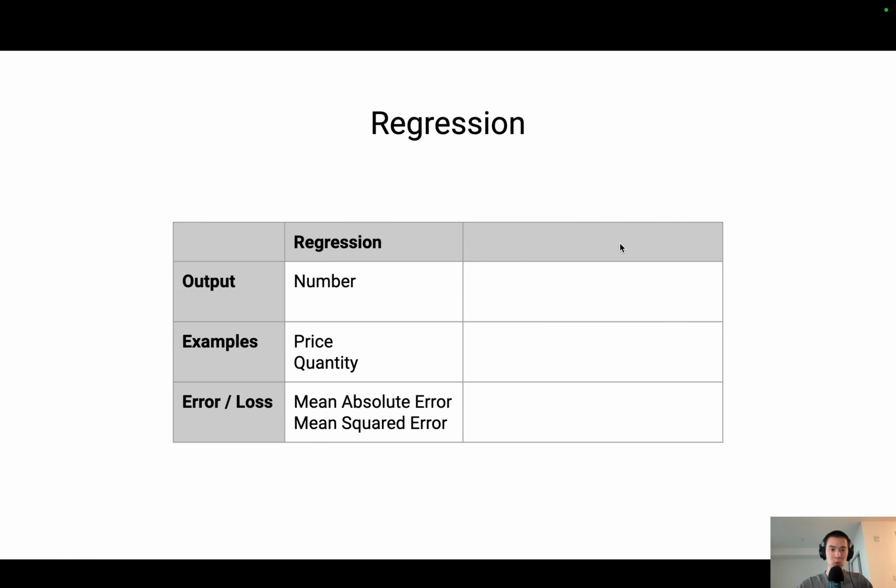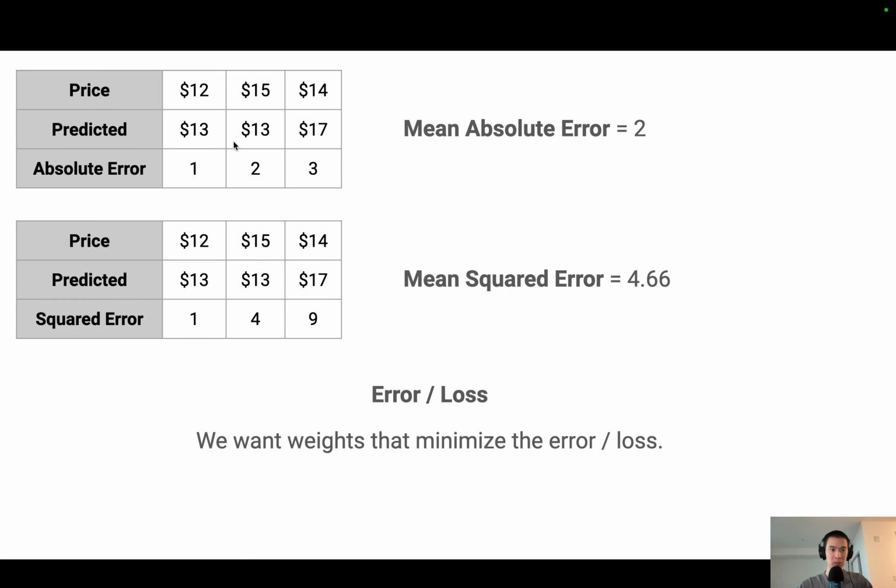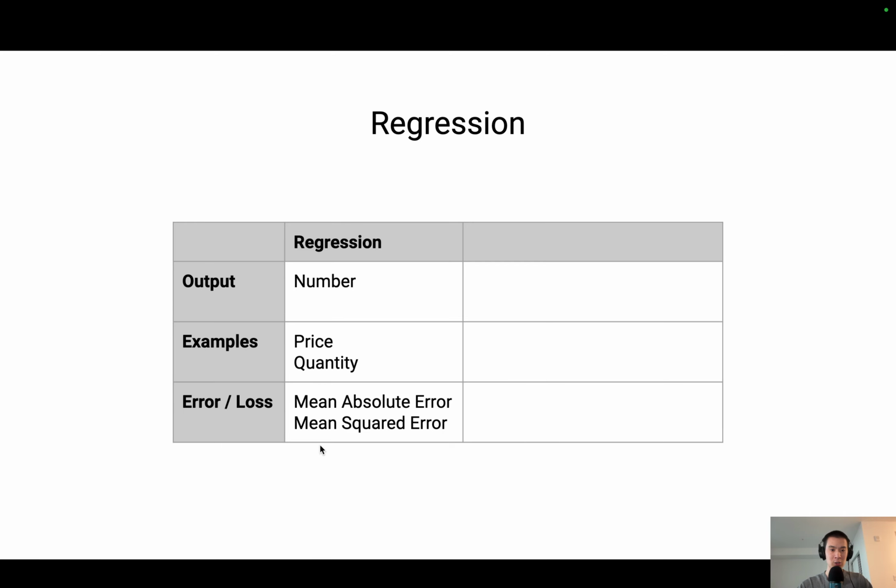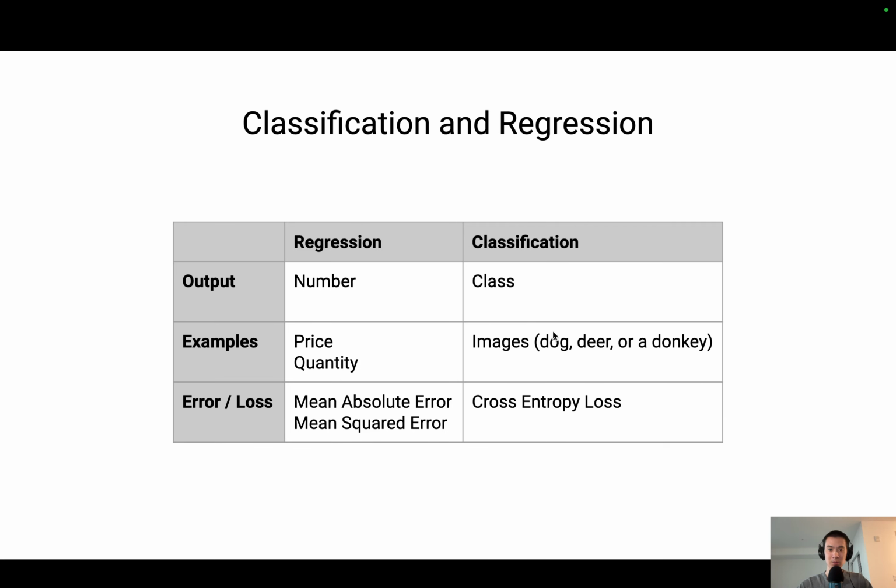Now, for regression, where the output is a number, an example could be price or quantity. In fact, in the previous slide, this was regression, right? We output a number for a price. And the error/loss you can use could be mean absolute error or mean squared error. But when it comes to classification, where the output is a class, an example could be with images where we try to predict if it's an image of a dog, a deer, or a donkey. We will use an error/loss of cross entropy loss instead.